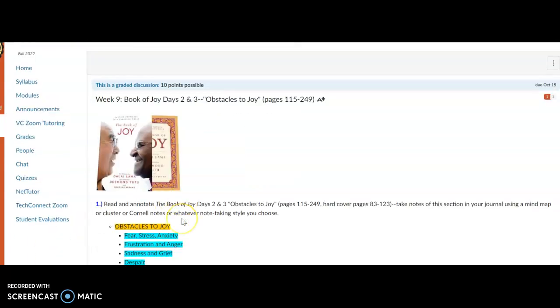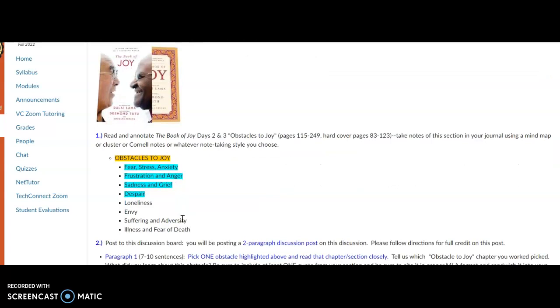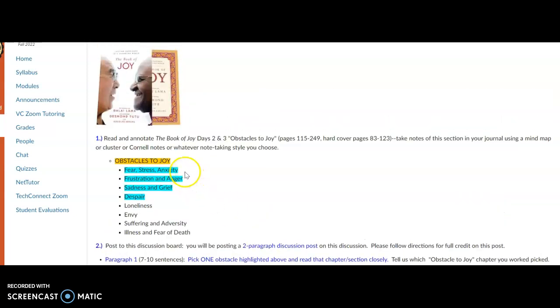There are just 2 discussions this week. The first one is asking you to look at the first 4 obstacles. We have fear, stress, and anxiety, frustration and anger, sadness and grief, and despair. So my advice for this section is for you to critically skim these chapters and then pick one out of these first 4 categories to really delve into in this discussion.